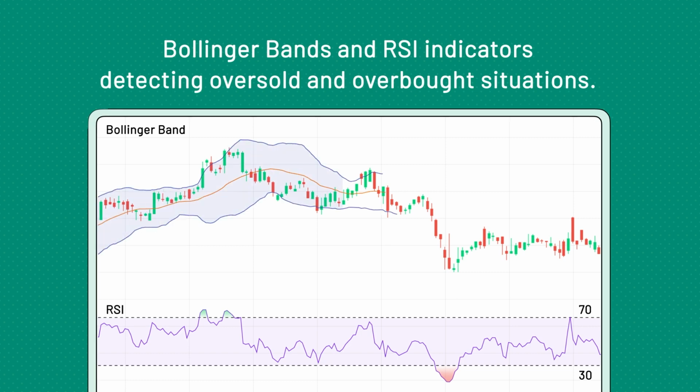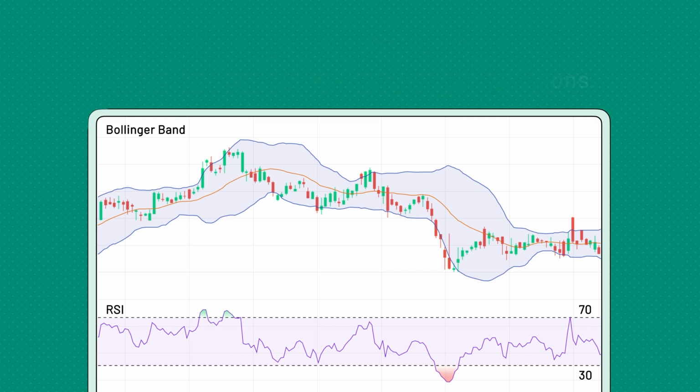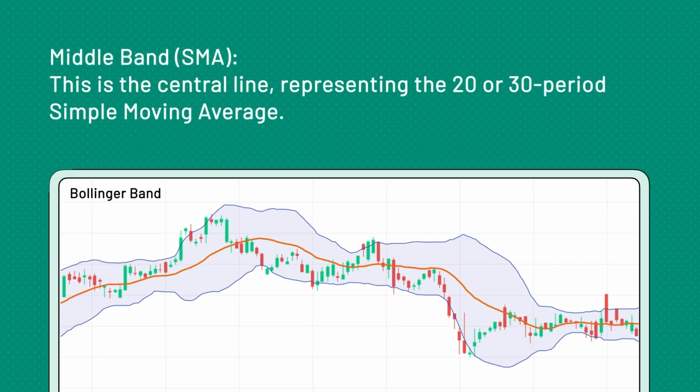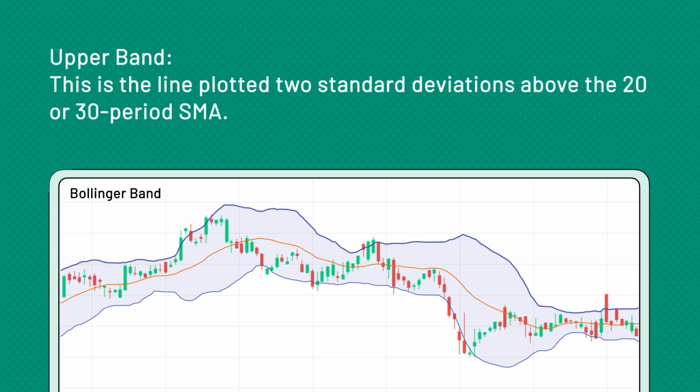We can see the three lines forming the Bollinger Bands indicator. Middle band, simple moving average. This is the central line, representing the 20 or 30 period simple moving average. Upper band. This is the line plotted 2 standard deviations above the 20 or 30 period simple moving average. Lower band. This is the line plotted 2 standard deviations below the 20 or 30 period simple moving average.